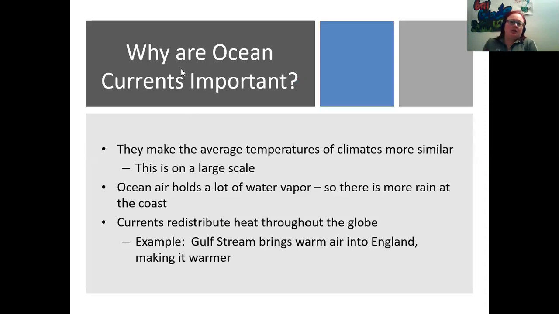And why are ocean currents important? They make the average temperatures of climates more similar, on a large scale. Ocean air holds a lot of water vapor, so there is more rain at the coast. Currents redistribute heat throughout the globe. For example, the Gulf Stream brings warm air to England, making it warmer.